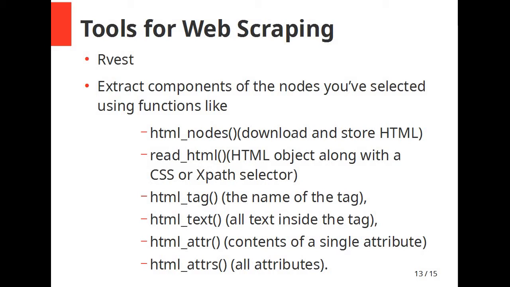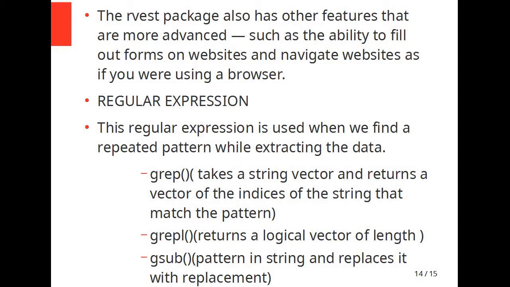Tools for web scraping. In this, we use rvest and regular expressions. rvest is a library which consists of html_nodes, read_html, html_tag, html_text, html_attrs, etc. With html_nodes, we can download and store the HTML data. With read_html, the HTML objects are collected from the CSS or XPath selector. With html_tag, the name of the tag is present inside it, and with html_text, the text is present inside it. In regular expressions, we have three categories: grep, grepl, and gsub.